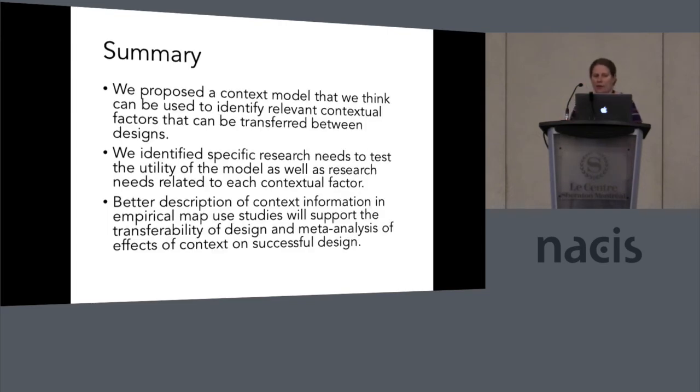So in summary, we have a context model that we think could be used to identify these differences. We've identified some specific research needs to actually use the model effectively. And better description of context information could help us all understand why things are successful in particular map use situations. So I'll stop there, and I would really like practicing cartographers to tell me, do you think about this in that way if you have a design and you're tweaking it for a new use? I'm curious. What do you do?